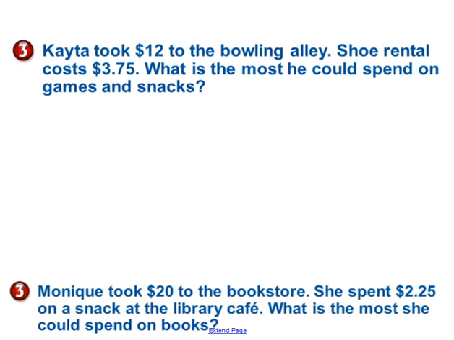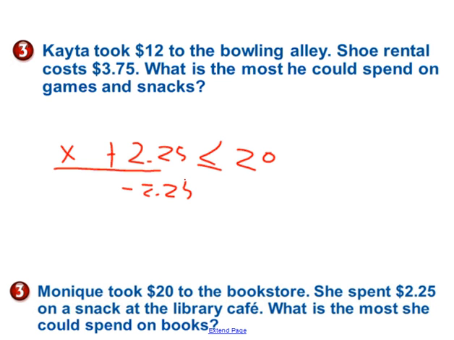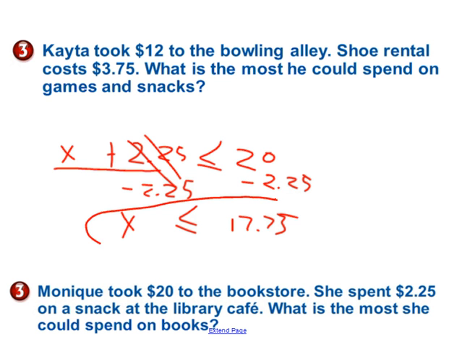Well, she has $20, so $20 must be greater than or equal to what she can spend total. I'm going to let X be the amount she can spend, plus she's already spent the $2.25. So X plus $2.25 must be less than or equal to 20. I'm going to subtract $2.25 from both sides. These, of course, cancel out. X then is less than or equal to 17.75, or X must be less than or equal to $17.75.